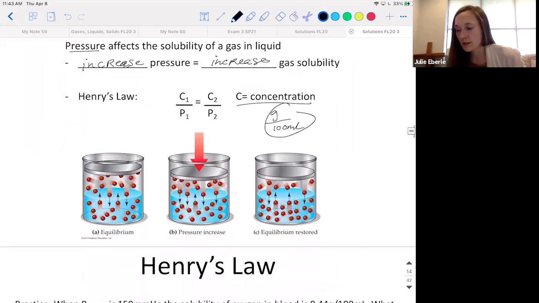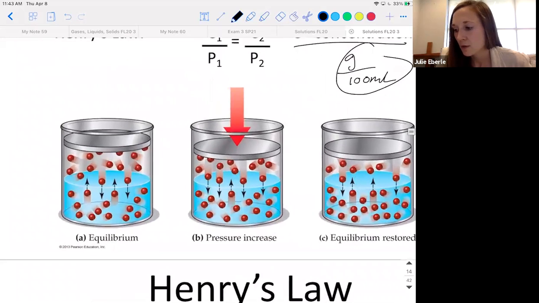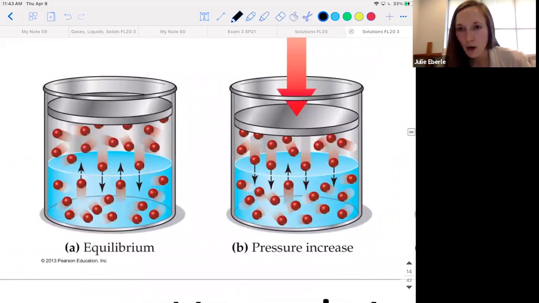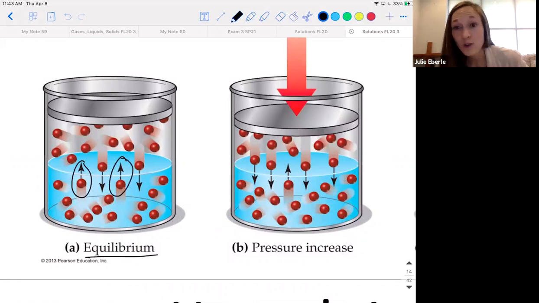For you visual learners, here's another picture. Remember, we did this a whole lot with Charles' and Gay-Lussac's law. If you have a container that has a movable lid, here's what it's trying to show you. The blue is the liquid. The red are the gas particles moving in and out of the liquid. So you've got this equilibrium where the same number of gas particles moving out of the liquid match the number of gas particles moving down into the liquid. So it's at equilibrium.